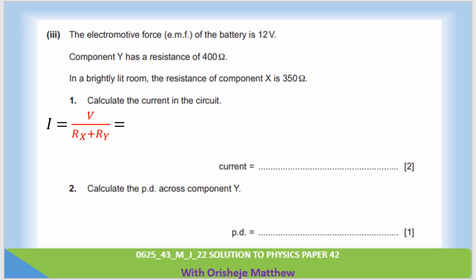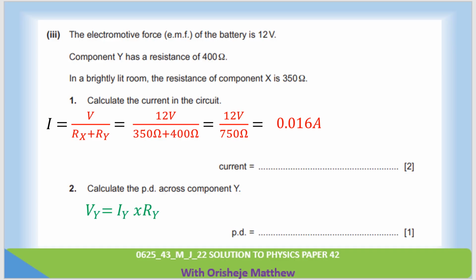So the combined resistance will be 750. Use it to divide the 12 volts, so that will give me 0.016 ampere. Calculate the PD across the Y. PD across Y is equal to the current times the resistance of Y. So that will give me 6.4 volts.